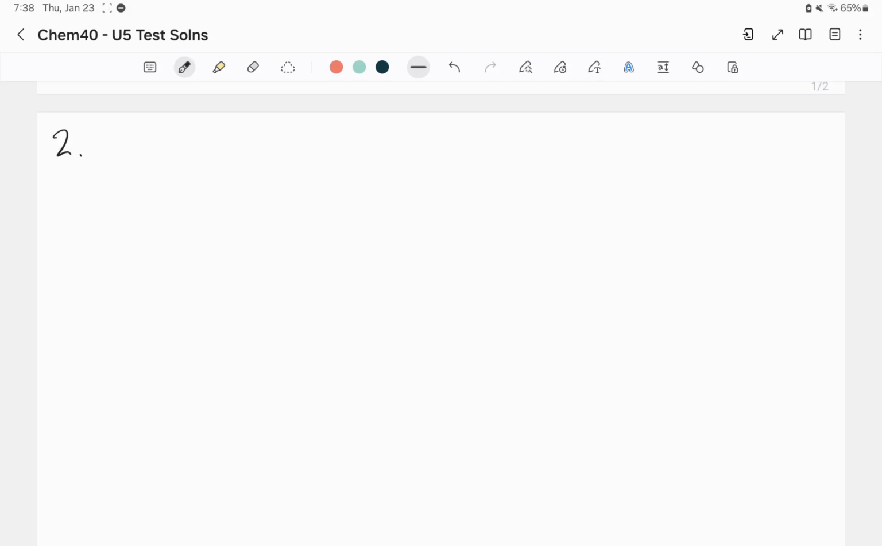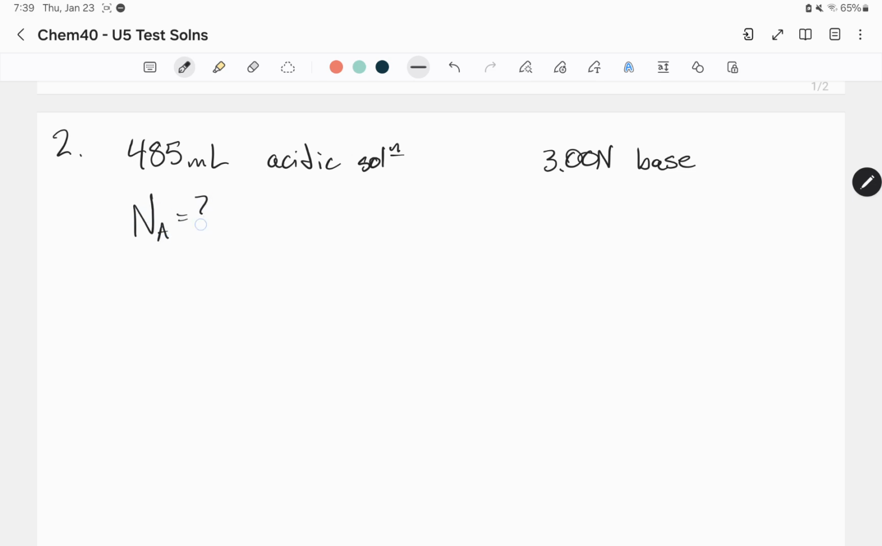But anyway, number 2. Explain how you could titrate 485 mils of an acidic solution with a 3.00 normal base. So let's just make a couple notes. We've got 485 mils of some acidic solution, and then we're going to titrate this with a 3.00 normality base. What would the normality be? So we're looking for the normality of the acid if it required 0.390 liters of the base.